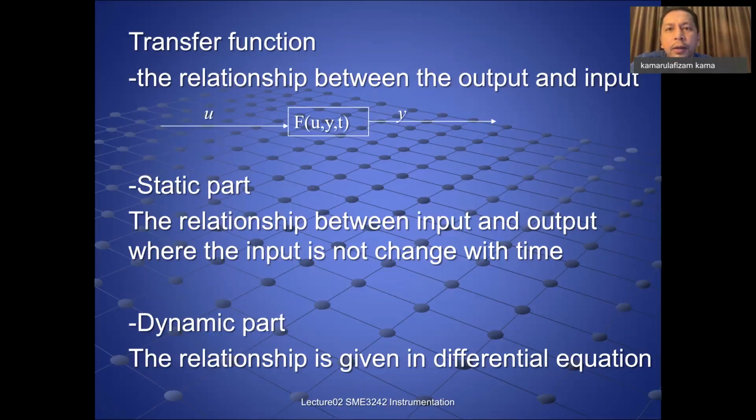You have two things here. In a system of instrumentation, you have the static part and the dynamic part. The static part states the relationship between input and output when the input is not changing with time.